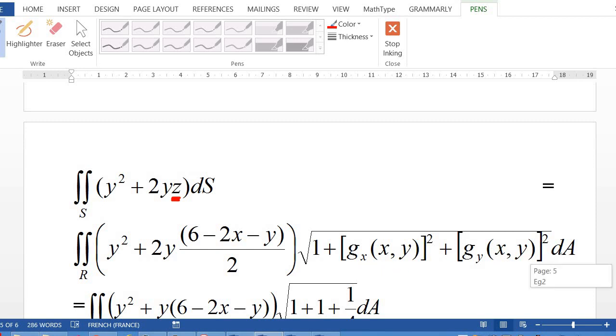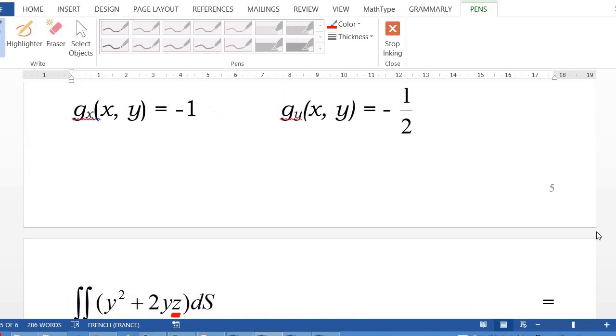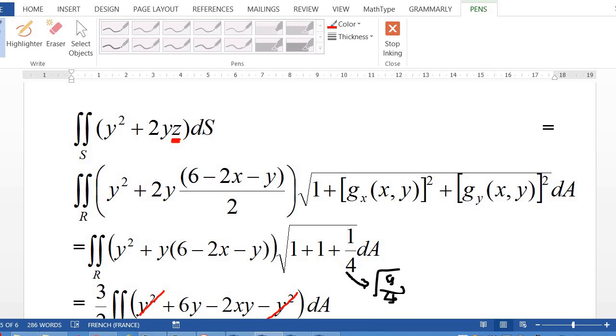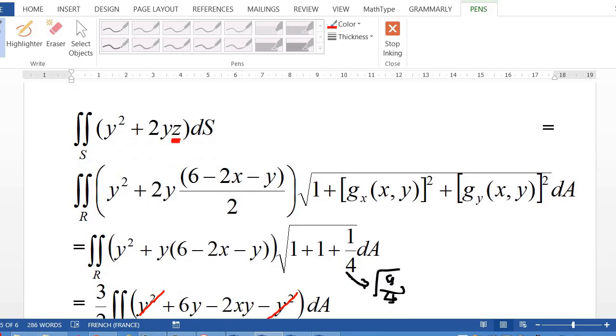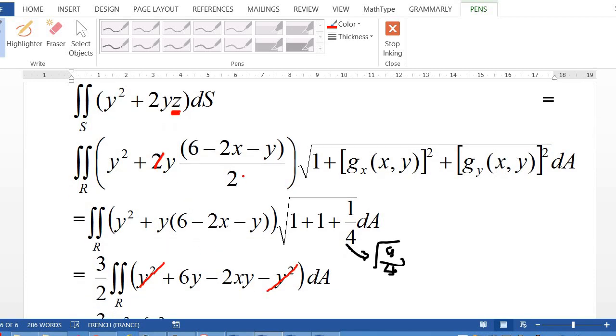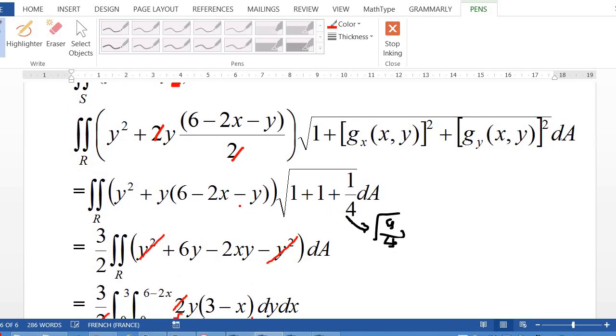So gx squared: from here, gx is negative 1, so gx squared is 1. Gy squared: gy is negative half, so gy squared will be plus 1 over 4. The 2 and 2 here cancel, so you have y multiplied by 6 minus 2x minus y. You solve the square root of 1 plus 1 plus 1/4, so the total is square root of 9 over 4, which becomes 3 over 2. Then you expand the bracket.